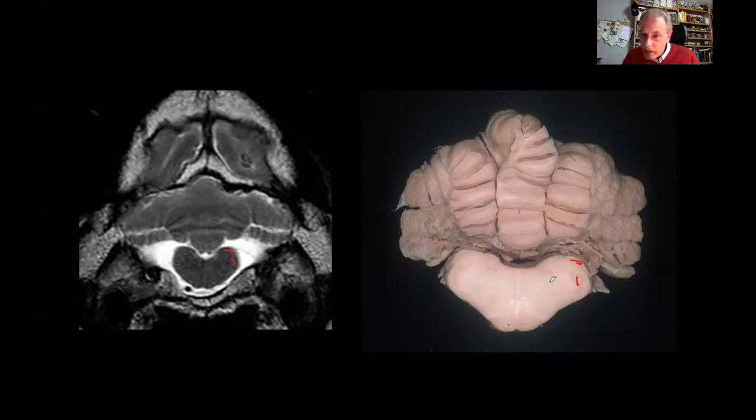And again, we begin to identify structures that we will identify better in next sections. The vermis, paramedian lobule, and the rest of the cerebellar hemisphere, as you see, all these cerebellar hemispheres.